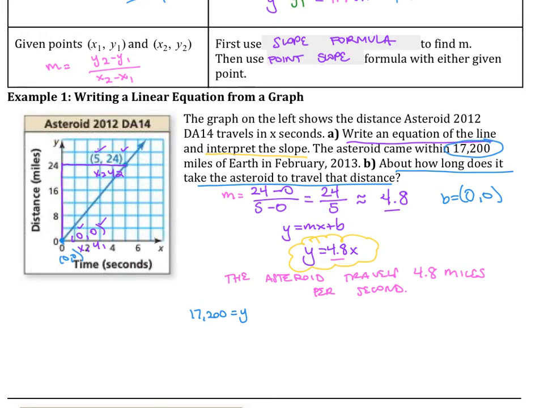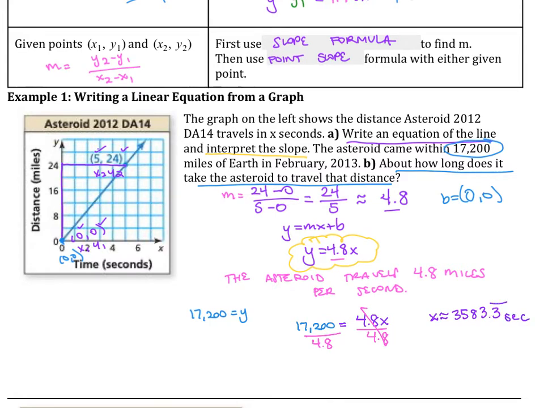So let's plug in the y. Y is 17,200, and I'm plugging it into our equation, 4.8x. So now let's solve for x to figure out how long it takes the asteroid to travel that far. And so we get x equals 17,200 over 4.8. When you plug that in the calculator, that is approximately 3,583.33333, so it goes on forever, seconds.